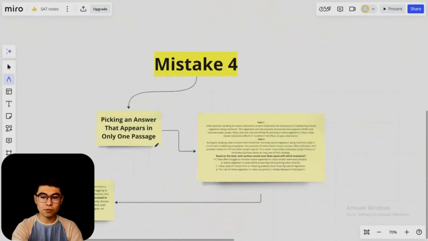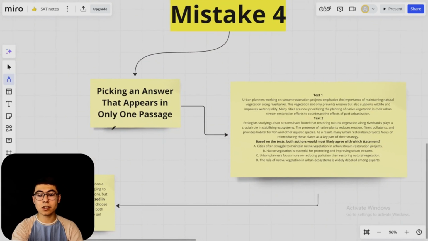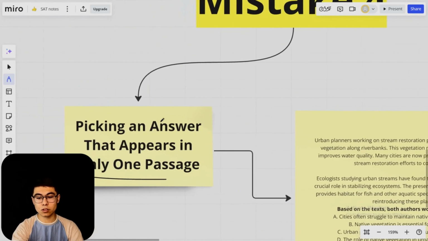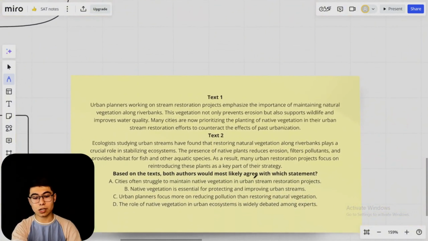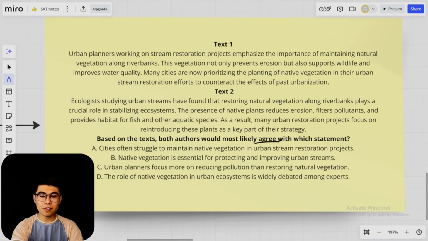Mistake number 4. And that is picking an answer that appears in only one passage, and it's related to paired texts. Let's solve this question in order to understand what that mistake is and how we can fix it. Based on the text, both authors would most likely agree with which statement? So let's read text 1.